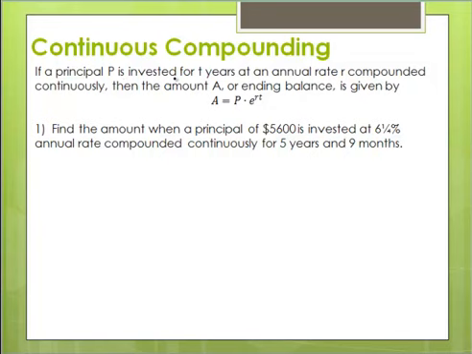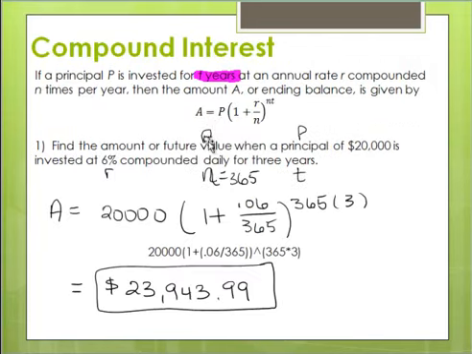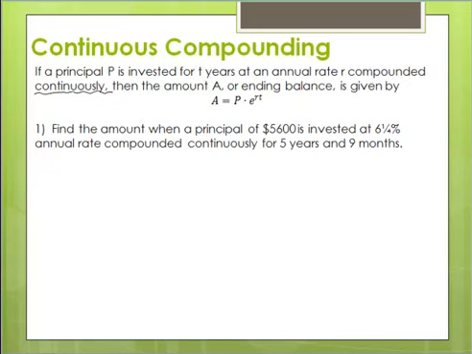If a principal P is invested for T years at an annual rate R compounded continuously, this is your key word here. On the previous page it says it's compounded daily. It'll give you a time amount that it's compounded, like daily, monthly, yearly, quarterly, something like that. On this problem, it says it's compounded continuously. That's how you know to use this formula. Then the amount A, or ending balance, is given by this formula.